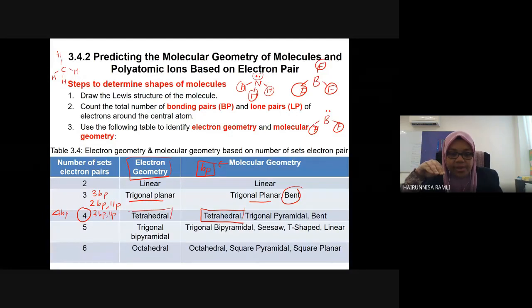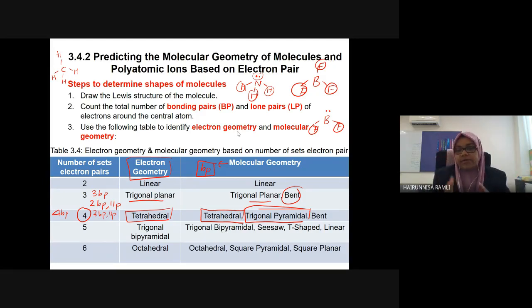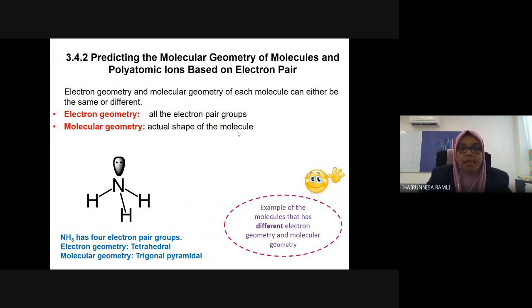tetrahedral lah electron geometry dia. Sebab 3 plus 1. But for the molecular geometry, bentuk dia adalah trigonal pyramidal. Dia bentuk piramid segitiga. Sebab kita tak tengok dah ke atas. Kita tengok yang bawah saja. Ha, ini maksud dia. So in this case, saya tak nak pergi details dulu pada bentuk. Sekejap lagi saya akan pergi. Cuma saya nak you faham apa beza electron geometry. What's the difference between electron geometry and molecular geometry. So far clear eh? Okay.